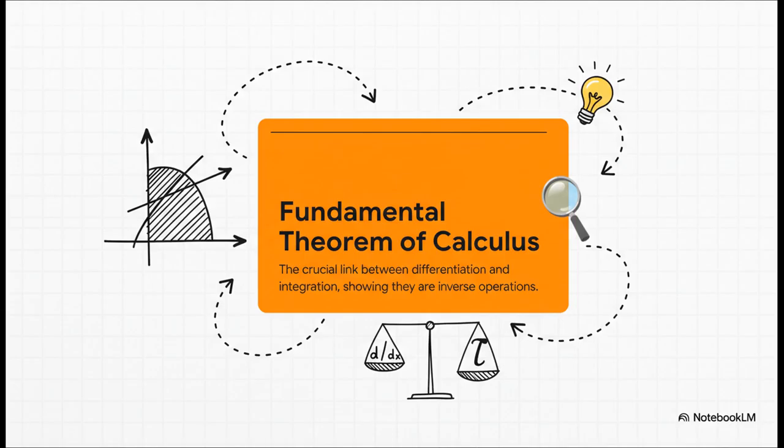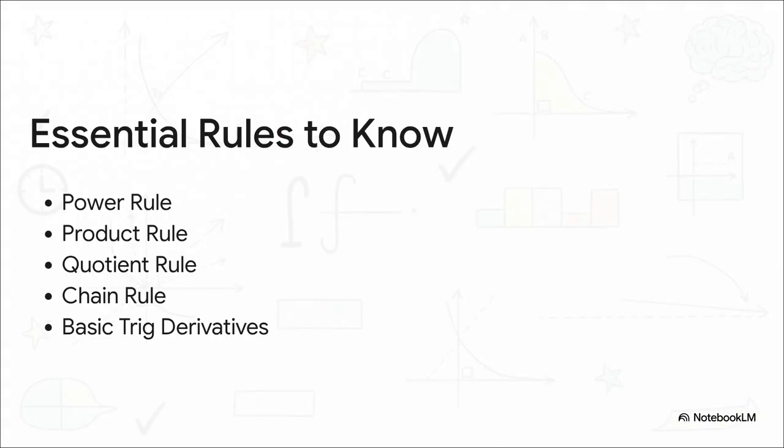It's the reason you can find the area under a curve. You just can't do calculus without it. And finally, these are your non-negotiables. These rules need to be absolute muscle memory. Power rule, product rule, quotient rule, chain rule, your basic trig derivatives, and L'Hopital's rule, you've got to know them so well you don't even have to think about them. They're going to be everywhere.